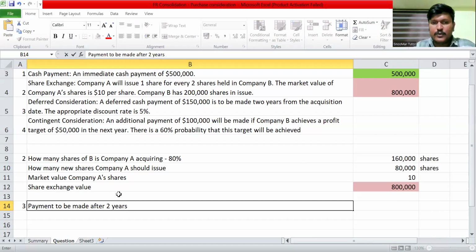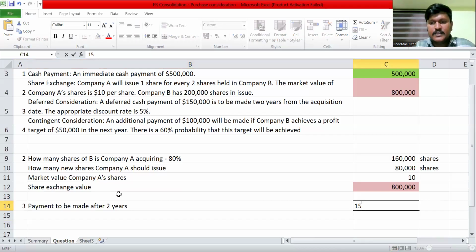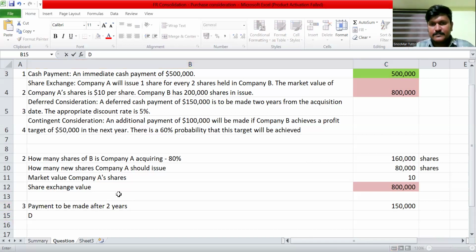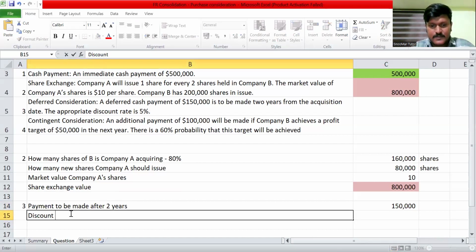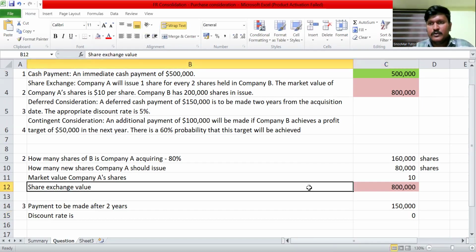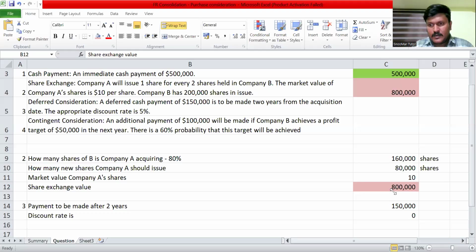Payment to be made after 2 years is 150,000. And your discount rate is how much? Your discount rate is 5%. So this is what we are going to look at right now. So discount rate is 5% over here.